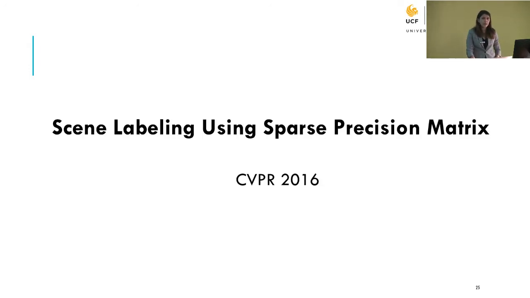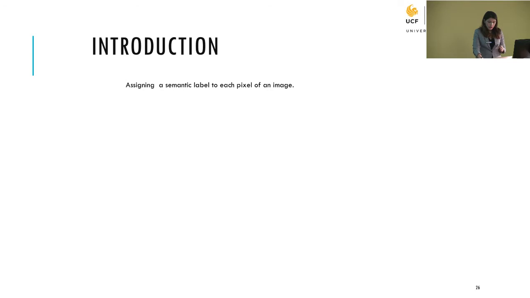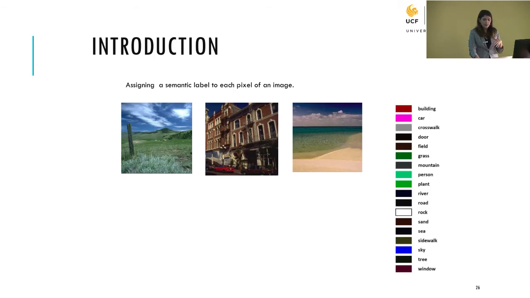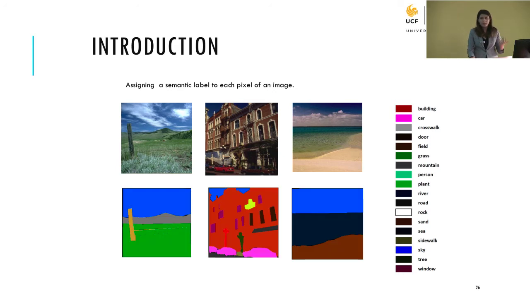The first work on semantic segmentation is scene labeling using sparse precision matrix. So the goal of semantic segmentation is assigning a semantic label to each pixel. For example, given these images and a set of labels like car, building, trees, we want to come up with these segmented maps in which each pixel has a label. This is a challenging task because it contains recognition as well as segmentation.